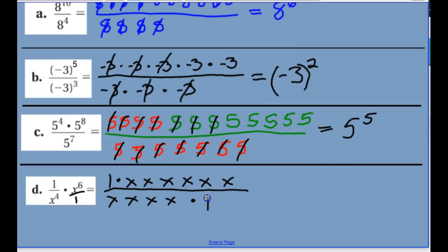So first thing we can do is cross off our 1's, because those will cancel out. Then we're going to cross off our x's. On the bottom we have 4, so I can go 1, 2, 3, 4. So I have to take off 4 from the top. 1, 2, 3, 4. What we're left with is 2 x's, so our answer then is x squared. 2 x's.